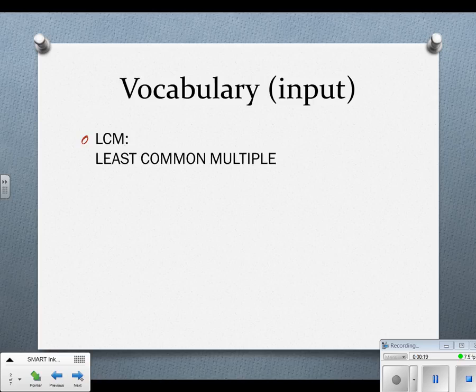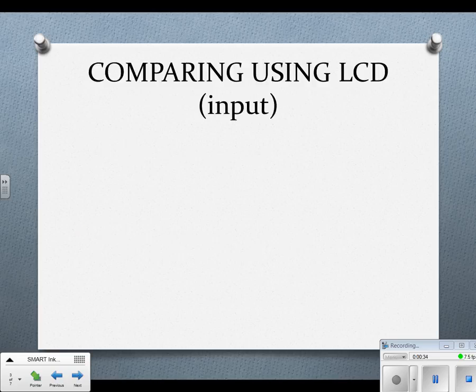Some vocabulary here to start off with. LCM is the least common multiple. We will be using common multiples here shortly when comparing. And specifically, we'll look at LCDs, which are least common denominators. We will be comparing using LCD first. So we are going to start here.